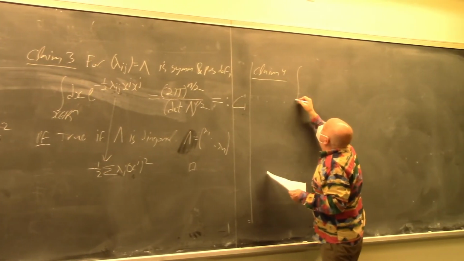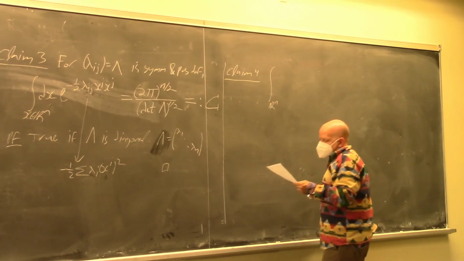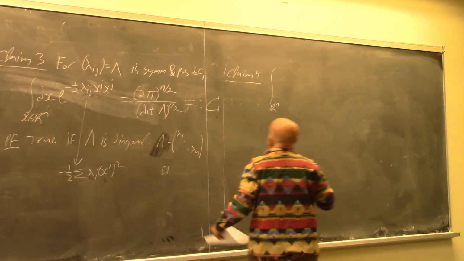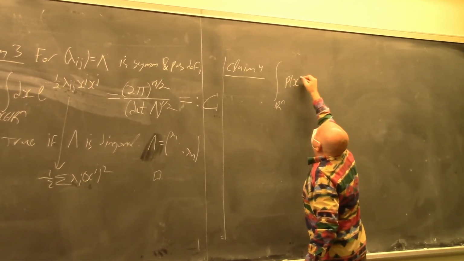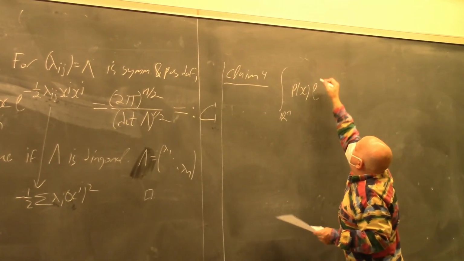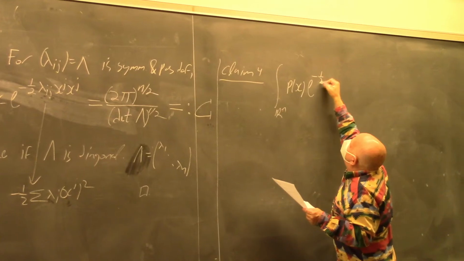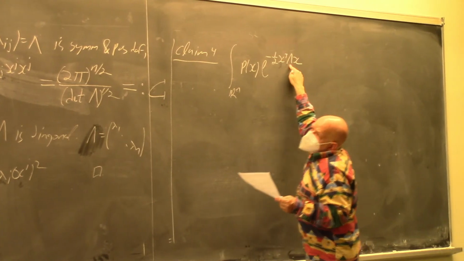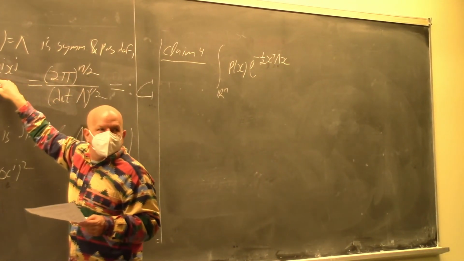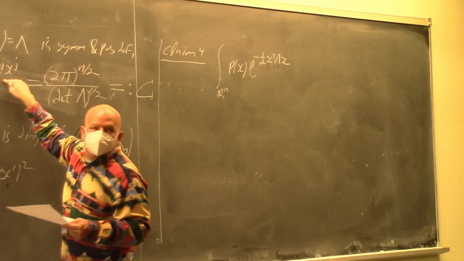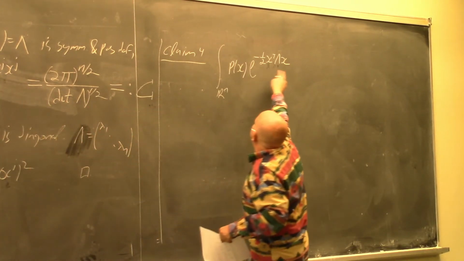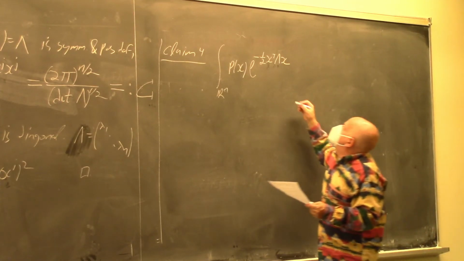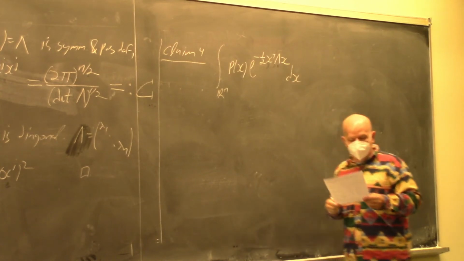So now I want to integrate over R^n, instead of simply a Gaussian, a polynomial times a Gaussian. So let's compute the integral of p(x) times e^(-1/2 x^T Λ x). This is the same as that, except here I wrote it as a summation, dropping the summation symbol, and here I use matrix multiplication. It's the same thing. And I forgot the dx.